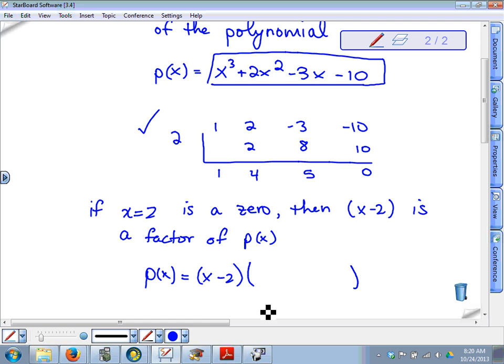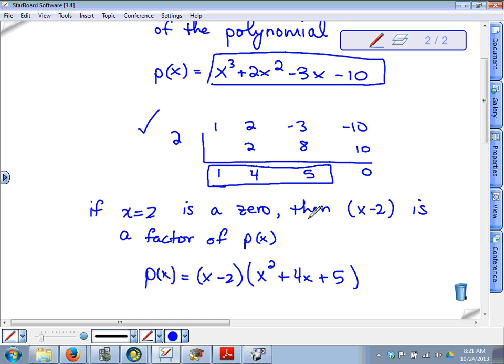What's the remaining factor? Exactly. Where'd that come from? You guys listening? He's absolutely right. These numbers are the coefficients of a polynomial of degree one smaller than the original polynomial. We started with x to the third. We factored out an x minus 2. So that means these are the coefficients of an x squared polynomial: x squared plus 4x plus 5. So what we've done using synthetic division is partially factored p of x.